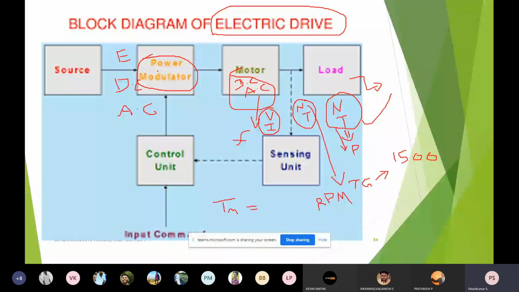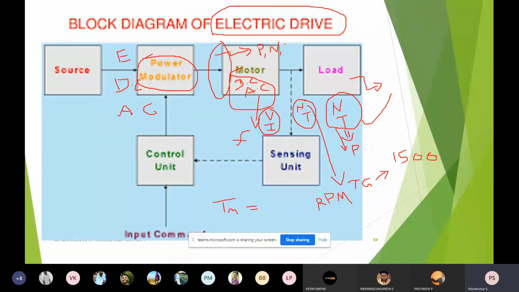Through the power modulator, I am providing what is required. I stick to the requirement of the motor. What is the specification? In a motor you can see in the nameplate what the power requirement is. That means I have to provide 5 kilowatt. What is the speed? No load speed is 1500 RPM.